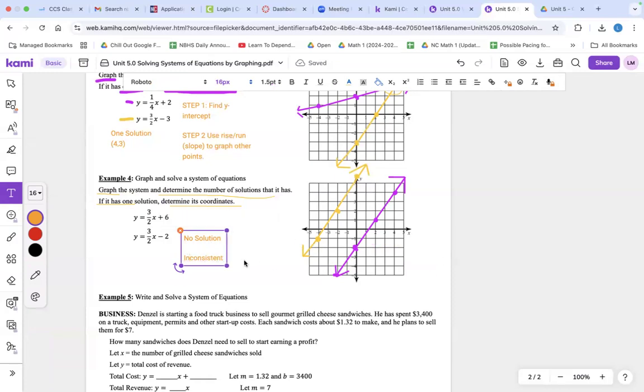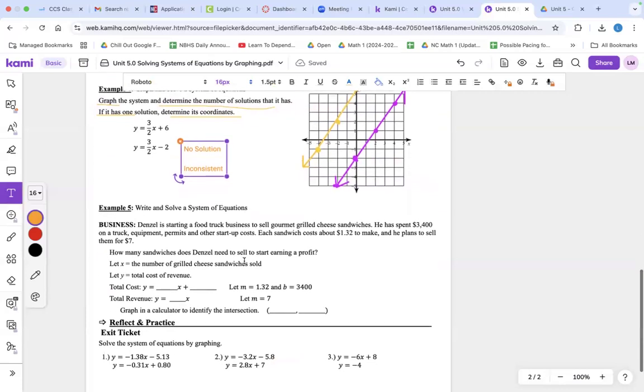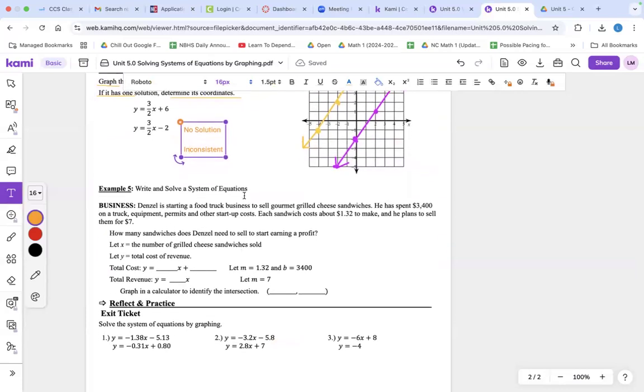Awesome, awesome. All right, so now the next one says, write and solve a system of equations. Denzel is starting a food truck business to sell gourmet grilled cheese sandwiches. He has spent $3,400 on a truck, equipment, permits, and other startup costs. Each sandwich costs about $1.32 to make, and he plans to sell them for $7.